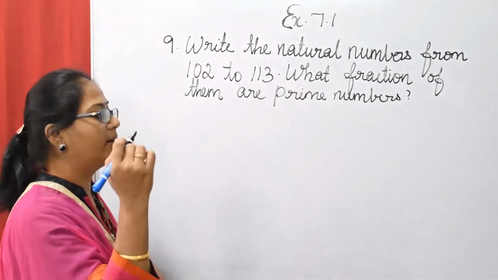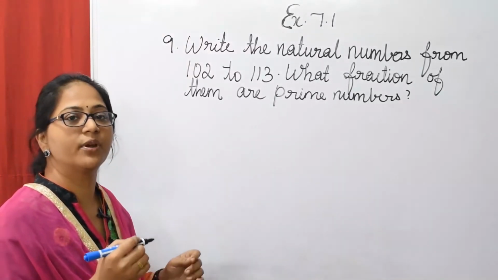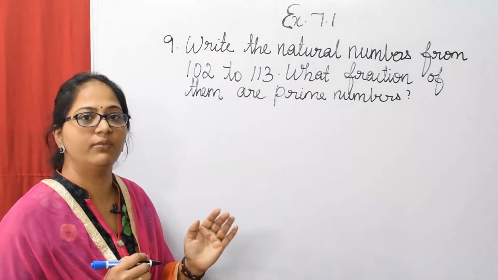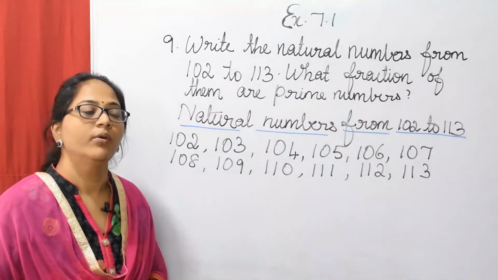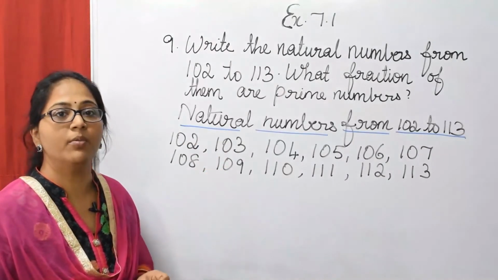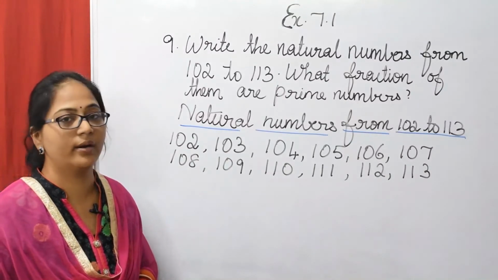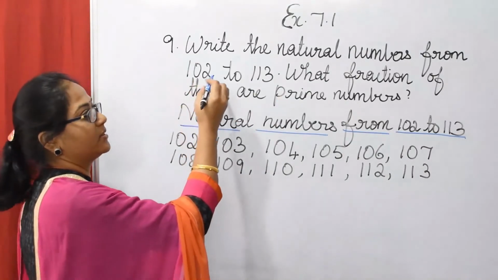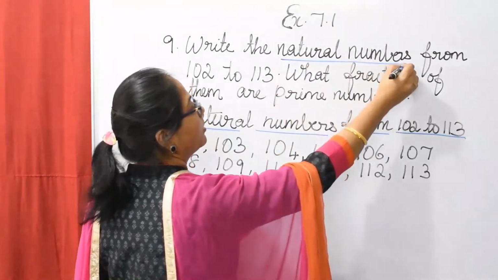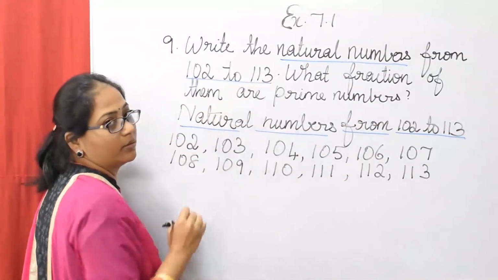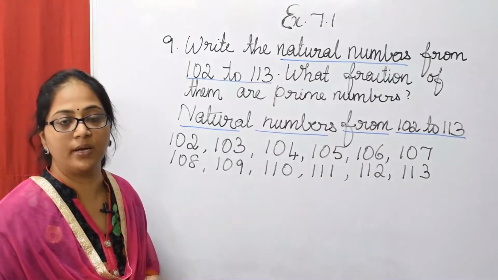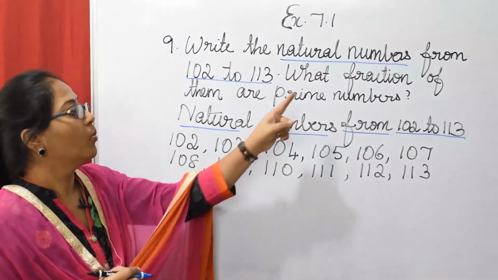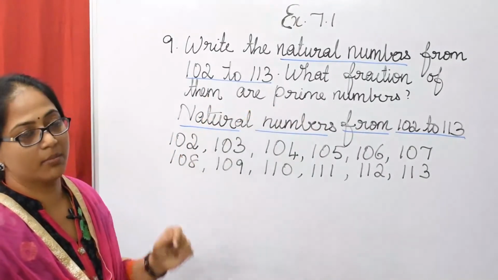Okay, let us write the natural numbers from 102 to 113 first. So now we have written natural numbers from 102 to 113. That is our first instruction actually. So we have completed this. Now next, what fraction of them are prime numbers?